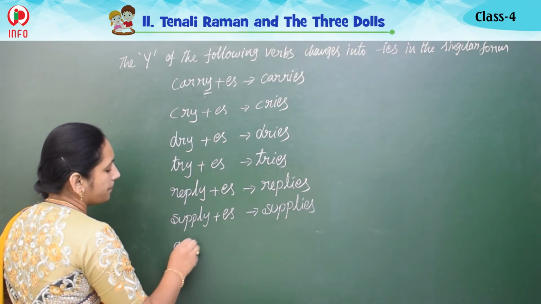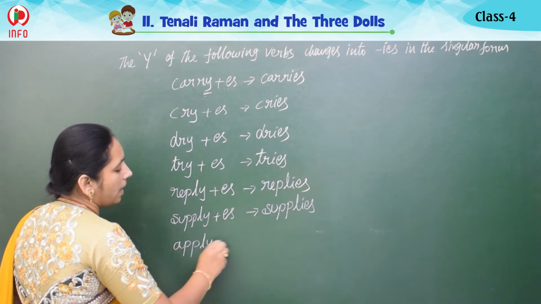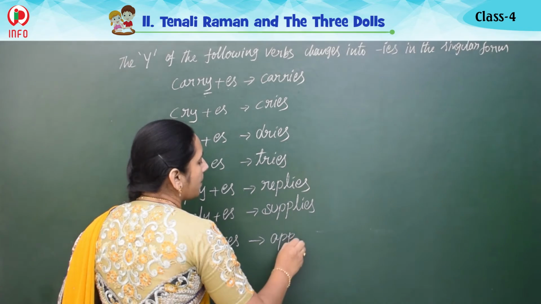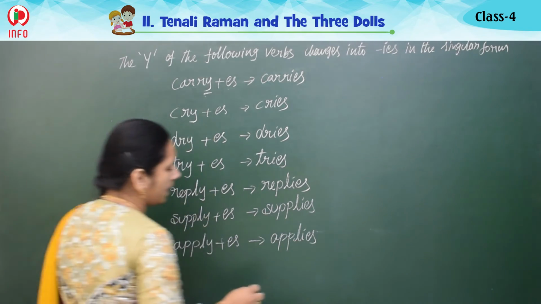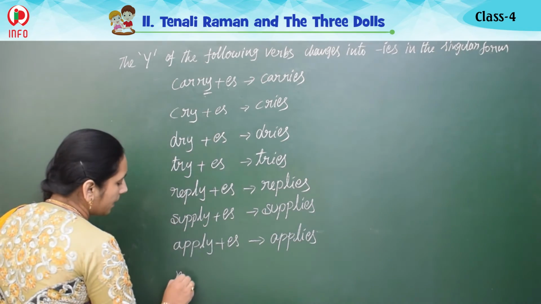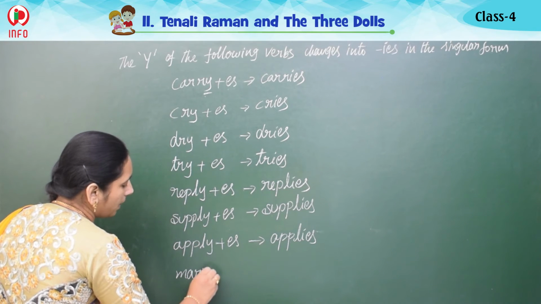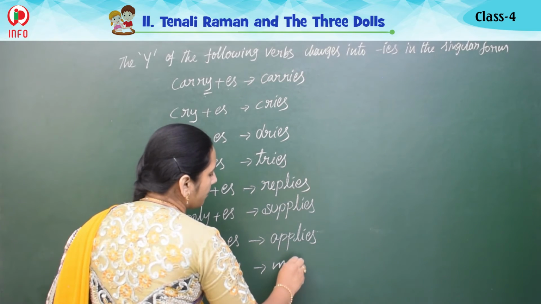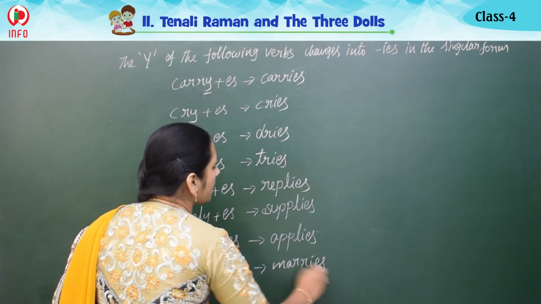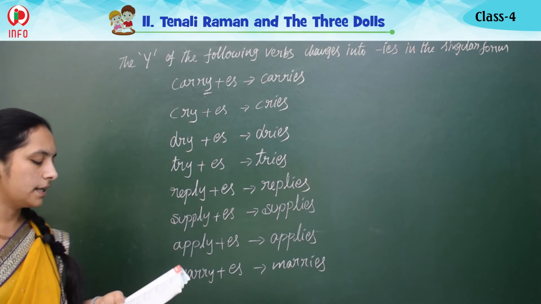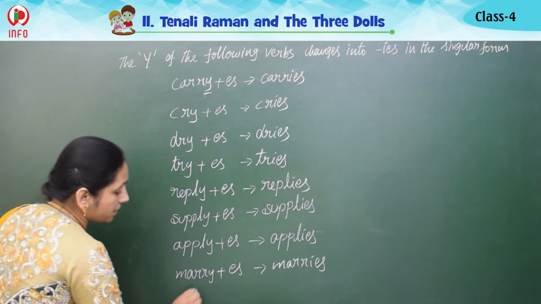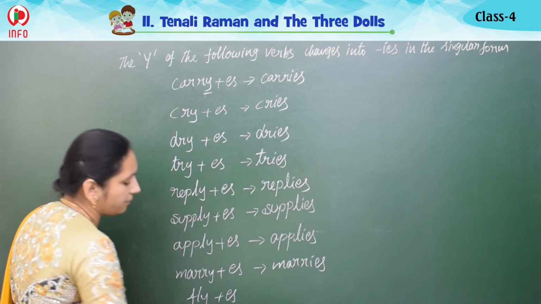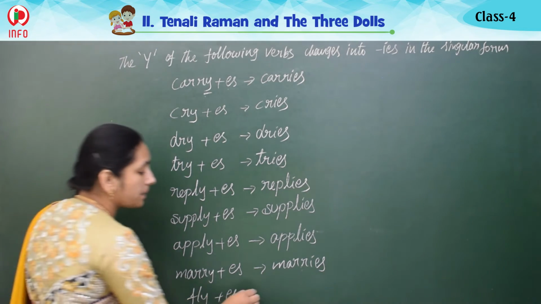So apply. A-P-P-L-Y, apply. For this the es form we should write means applies, A-P-P-L-I-E-S. Okay. And marry. M-A-R-R-Y, marry. For this es is added means marries, M-A-R-R-I-E-S. Okay, children. So like this, even your favorite word fly. So what did we write in the sentence just before? So flies. Flies, what is the spelling of that?